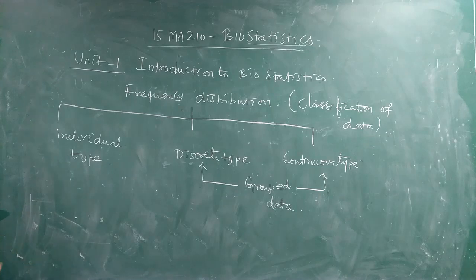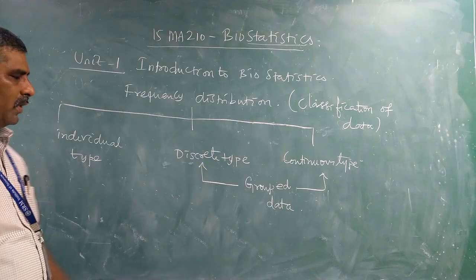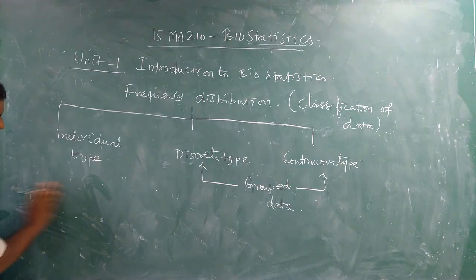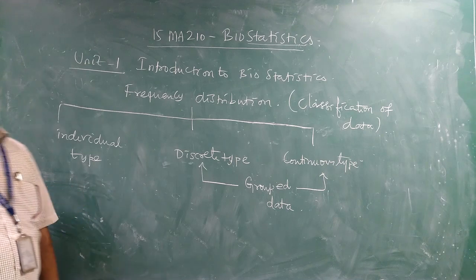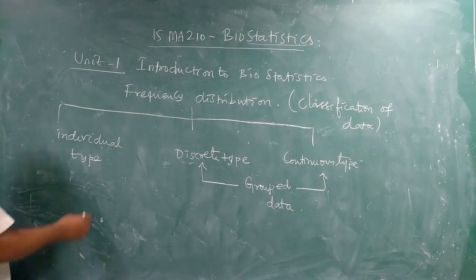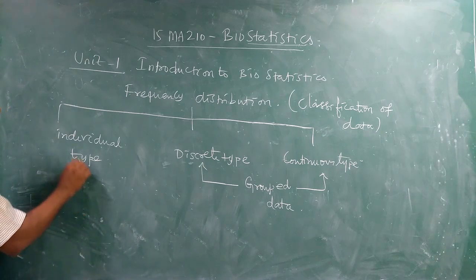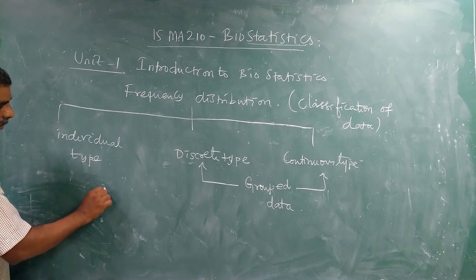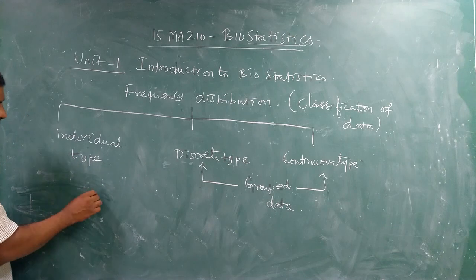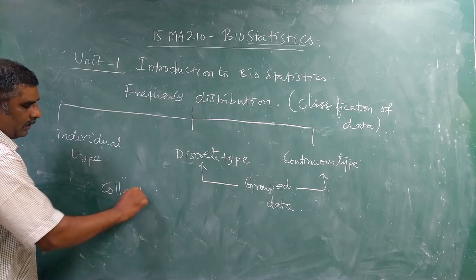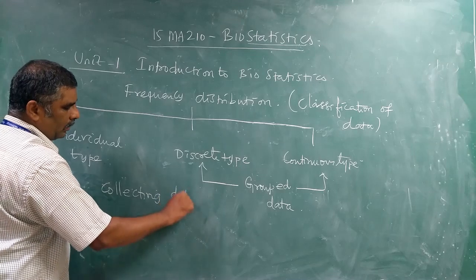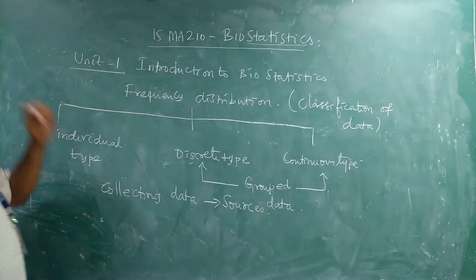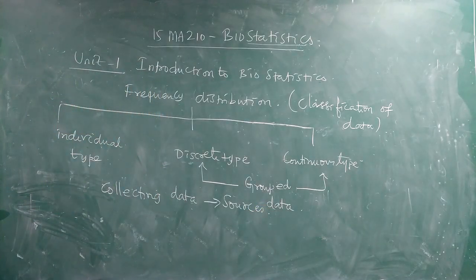So what is the difference between individual type data and grouped data? What is the main aim of statistics? Collecting some data. We need to know what the characteristics of the data are. First one is individual type data. So what is called individual type data? You are collecting some data from some sources. Sources may be industry, or in real time we can collect them.